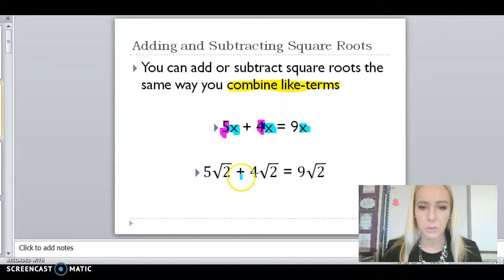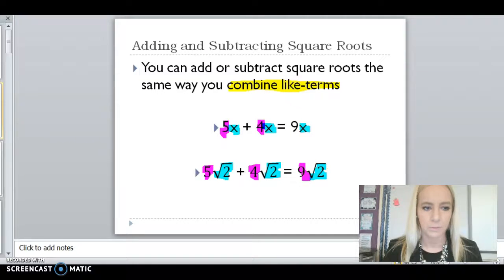5 square root of 2 plus 4 square root of 2. The square root of 2 is the like term, so that stays the same. Then I just add the terms up front. So 5 plus 4 is 9 square root of 2.